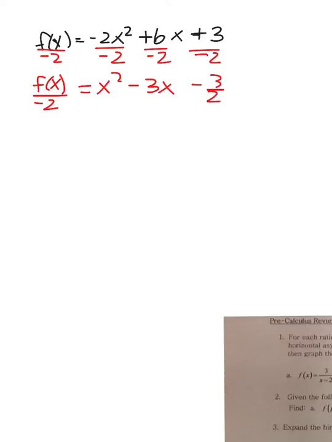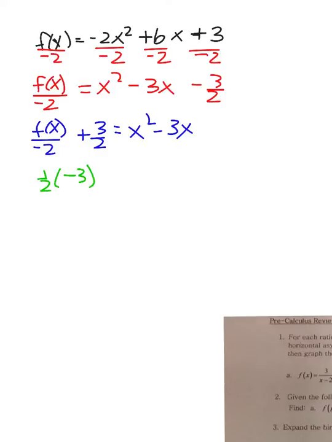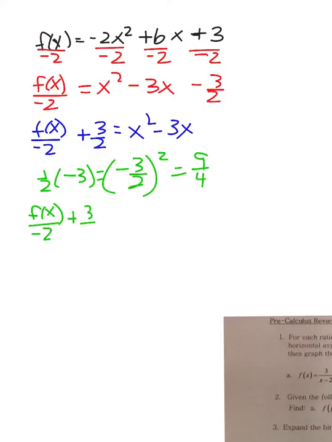All right, now I add 3 halves to both sides. f of x over -2 plus 3 halves equals x squared minus 3x. Now I do half of -3, which is -3 halves, squared is 9/4. Add that to both sides. So f of x over -2 plus 3 halves plus 9/4 equals x squared minus 3x plus 9/4.